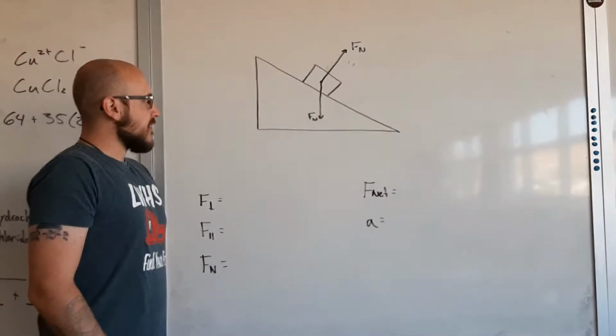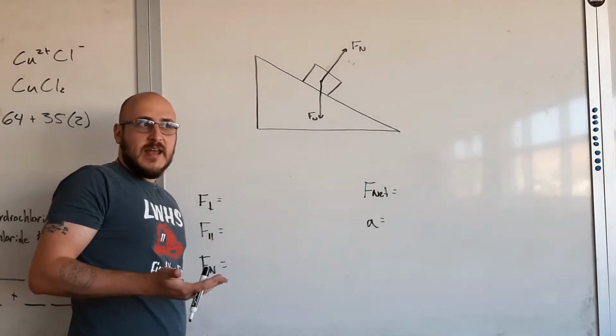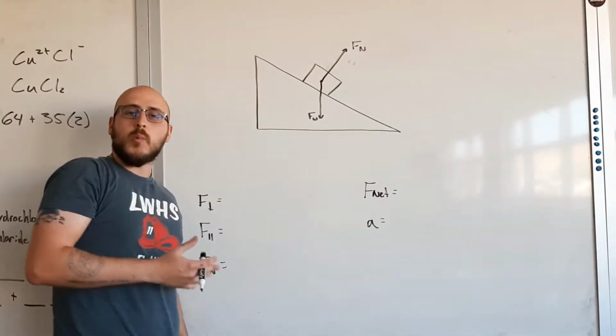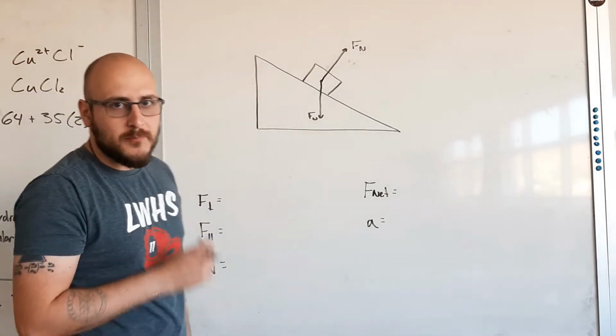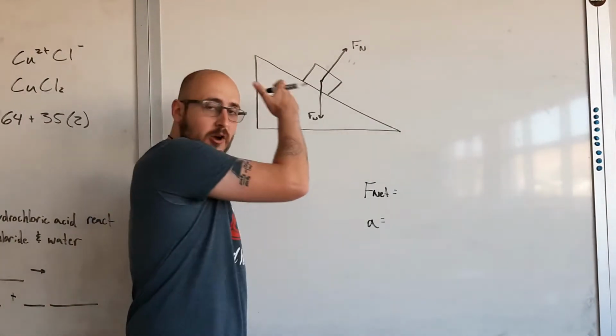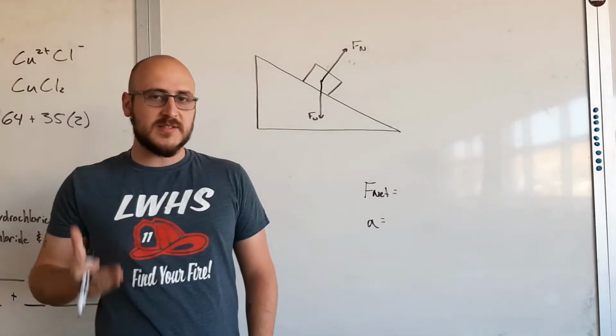So, the way that we can fix that is the same way that we fix any vector that's off at a weird angle and we want to add it to other things. We're going to split it into components. The components we're going to split it into here are going to be parallel to the ramp and perpendicular to the ramp. These are components of our weight.